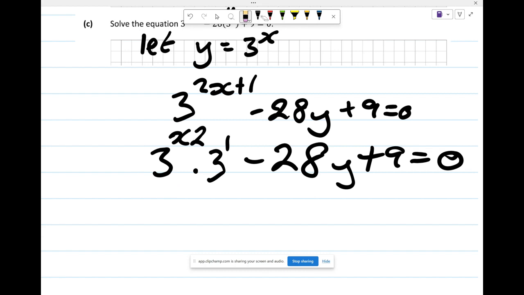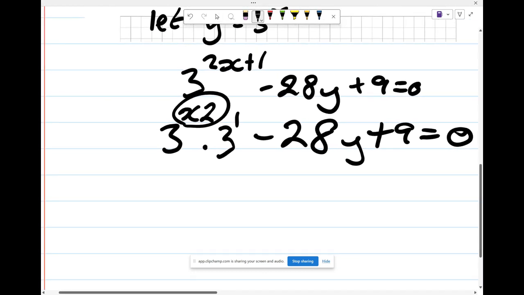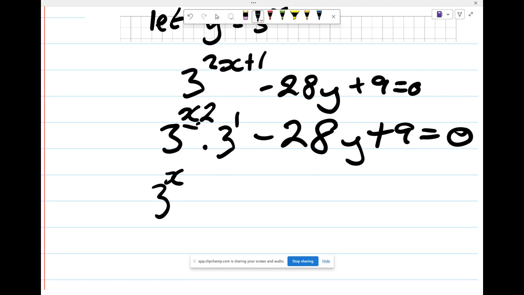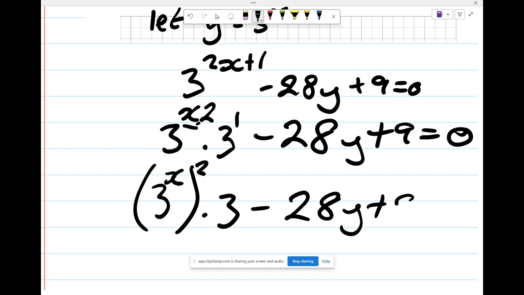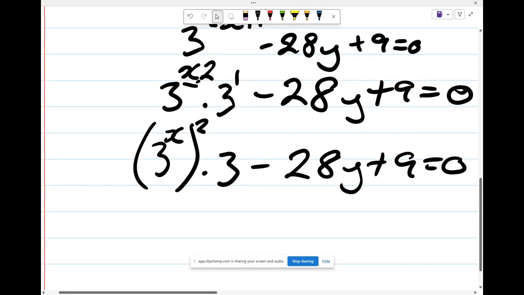We see a 3 to the power of x, but now we have an x2 up here. So we're going to use another rule for logs, and that's going to be if you have a base to the power of anything multiplied by another thing, that's actually going to be the same as the base to the power of the first one, all to the power of the second one. And then don't forget about 3 here. So 3 to the power of anything to the power of 1 is just itself. And then we can have 28y plus 9 equals 0. Okay, great. And now this is perfect.